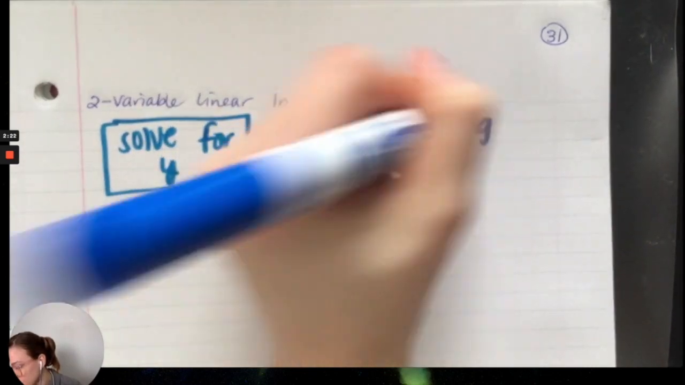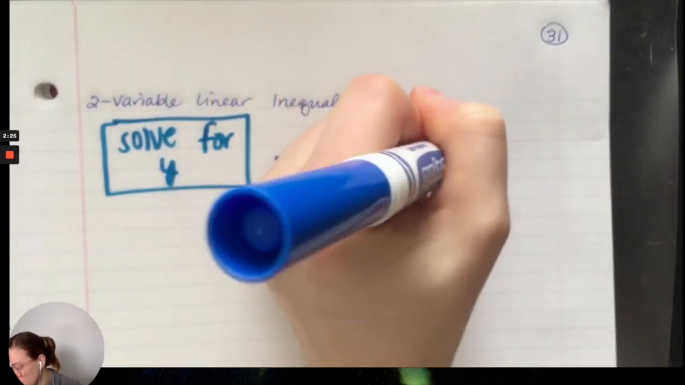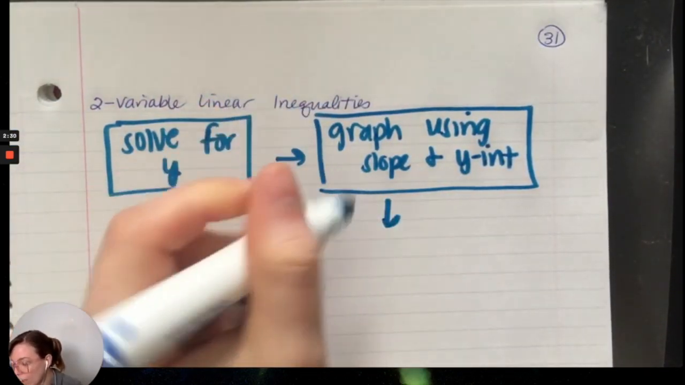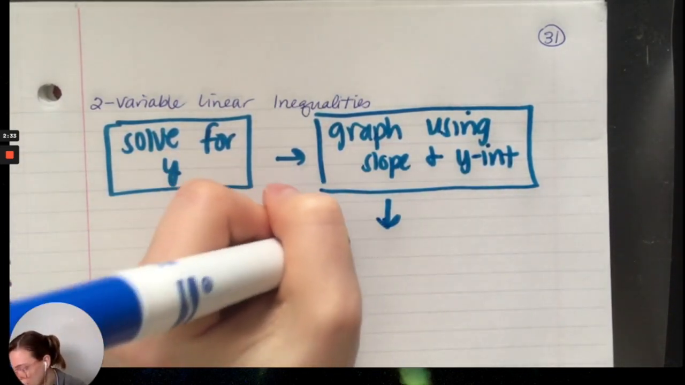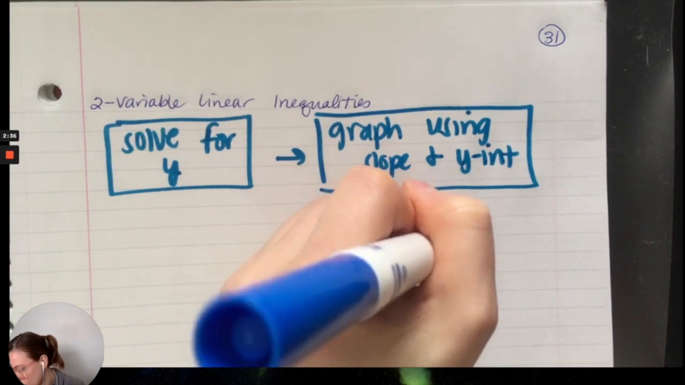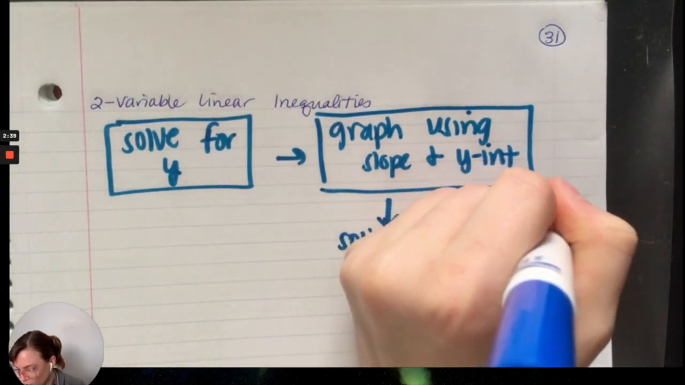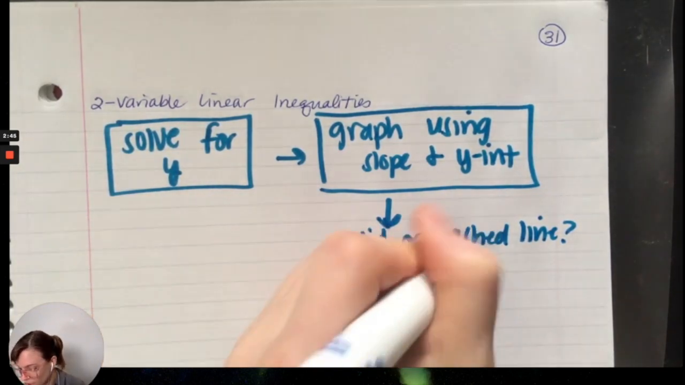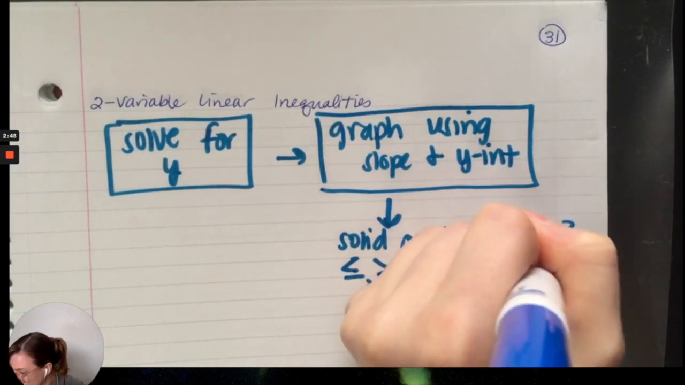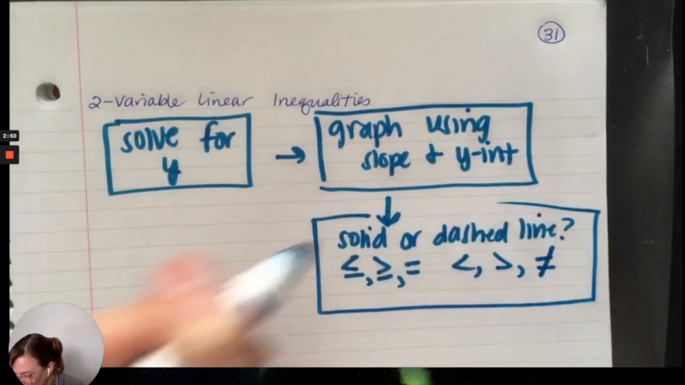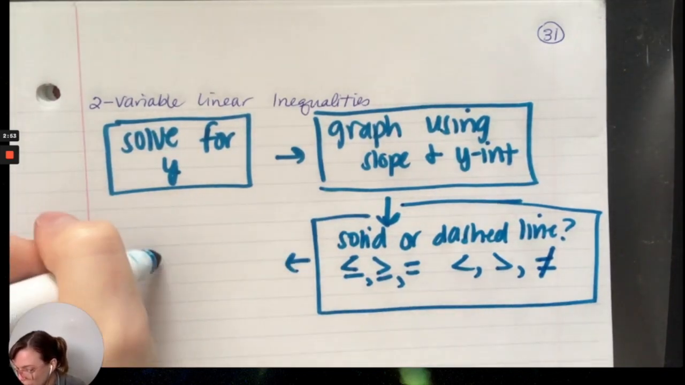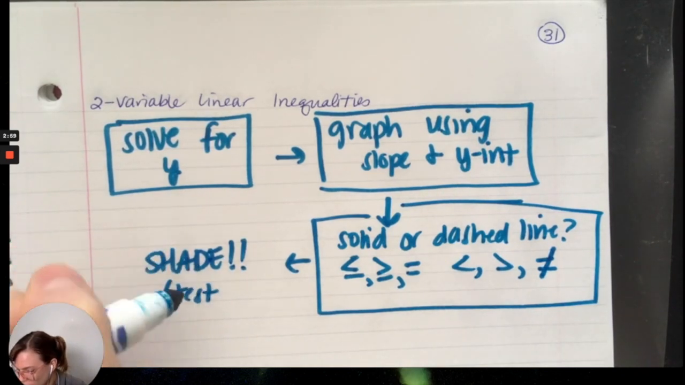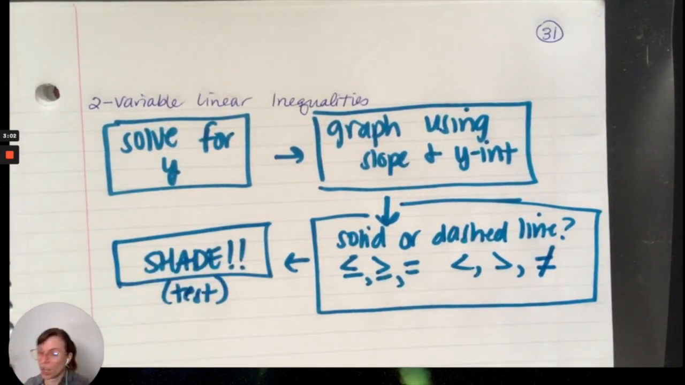Graph using slope and y-intercept. Now these 2 steps you do have to keep no matter what. Is it a solid or dashed line? Put commas in between there. Put that in the box. And the last step, shade / test. Okay, so these are 4 steps.